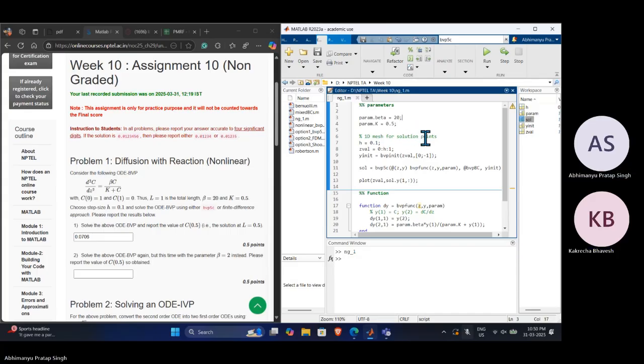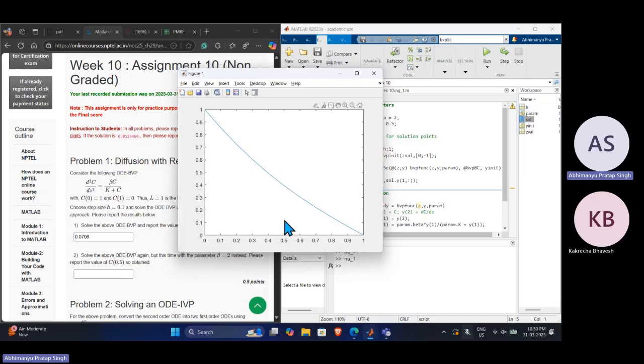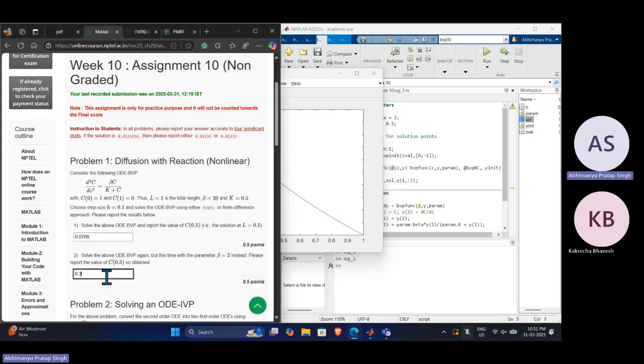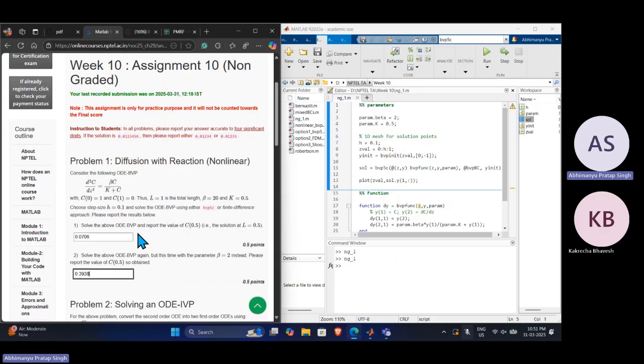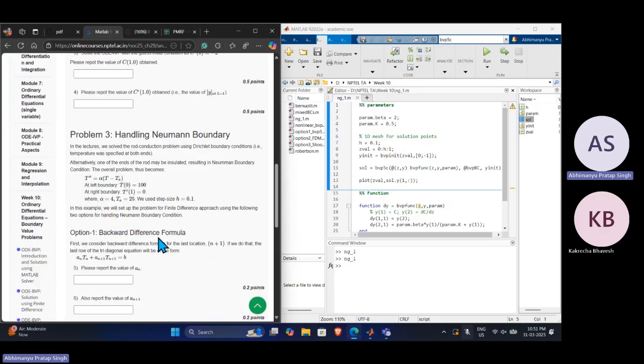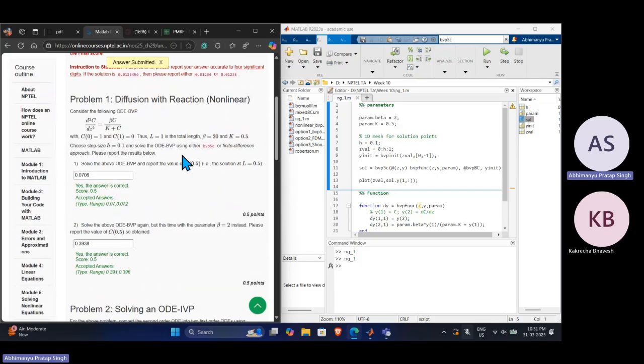Next, they want us to do work for beta equal to 2. So I'll just change this to 2 and run this. Rest everything is the same. Now at 0.5, it's 0.3938. Let us just check first if we are getting the correct answers for these or not. Yes, so these two are correct.